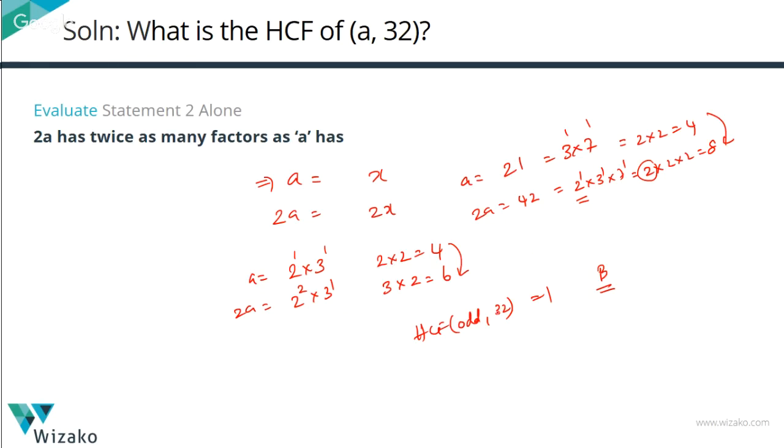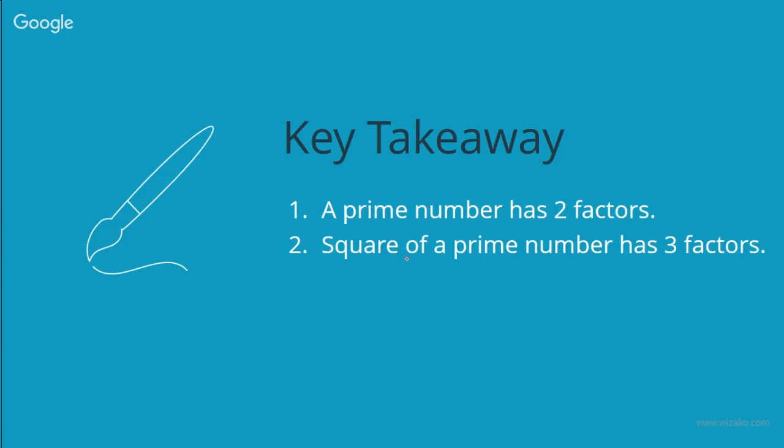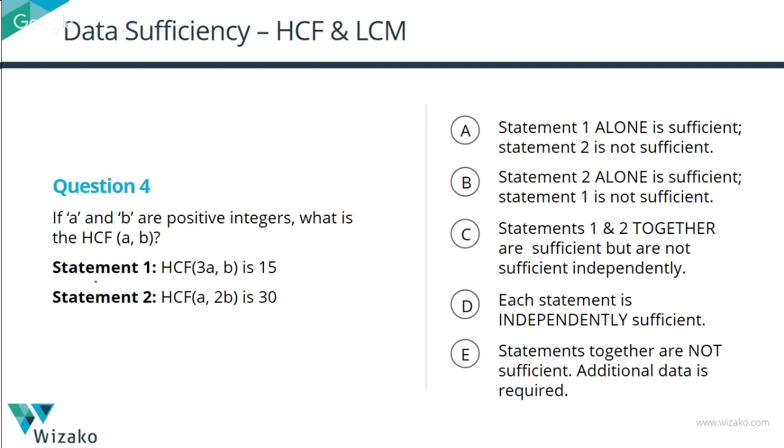The last question. Finish the key takeaway. I seem to be forgetting it too often today. A prime number has exactly 2 factors. Square of a prime number has got 3 factors. Right? This is a beautiful question. Just give you 1 more minute to crack this before we discuss it, if you haven't already cracked it.